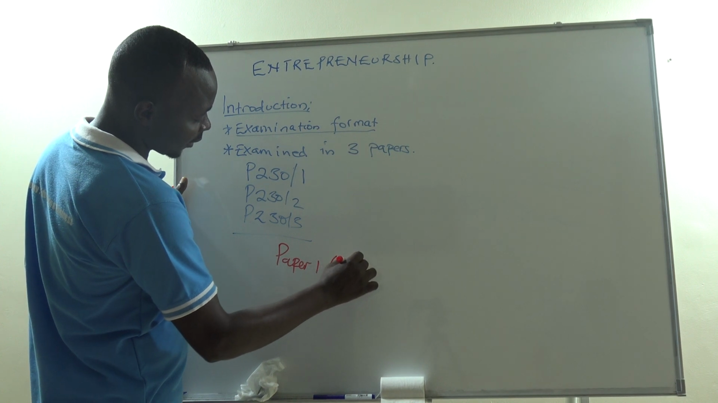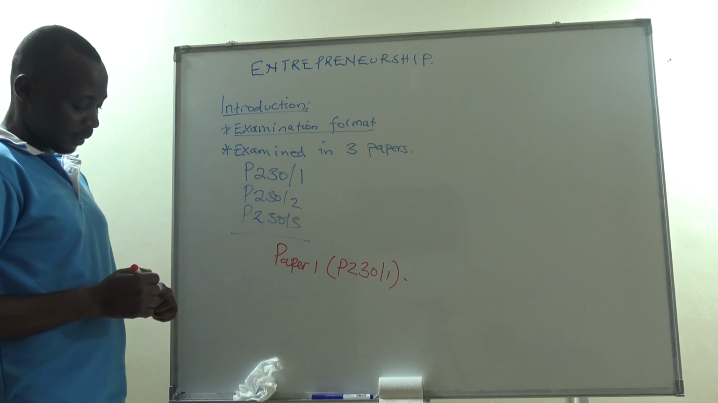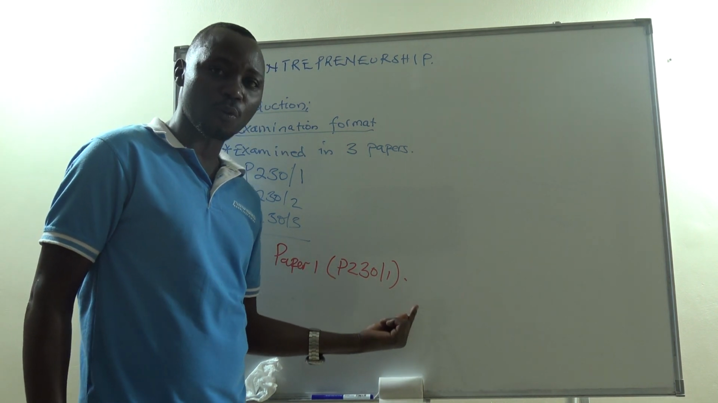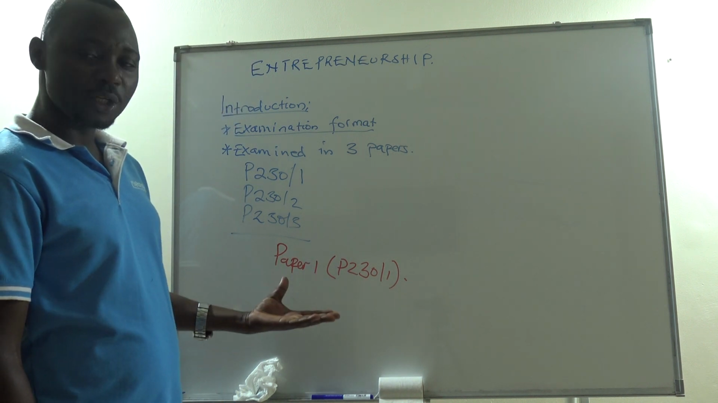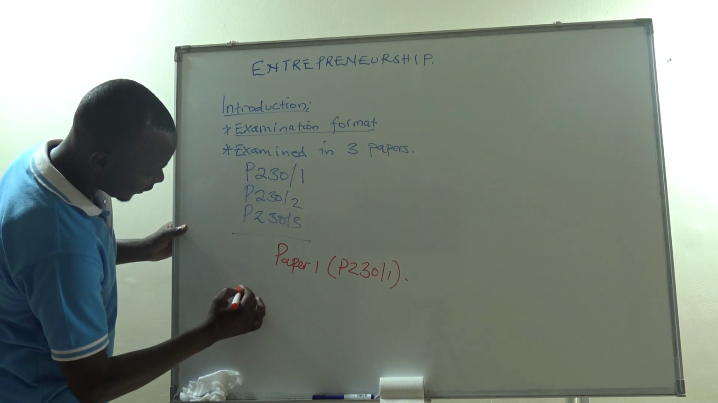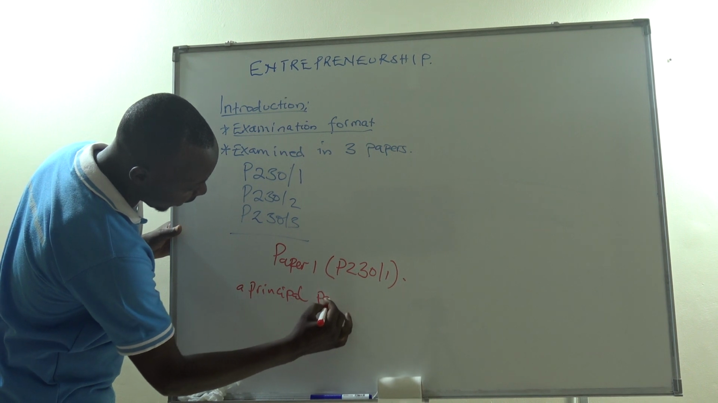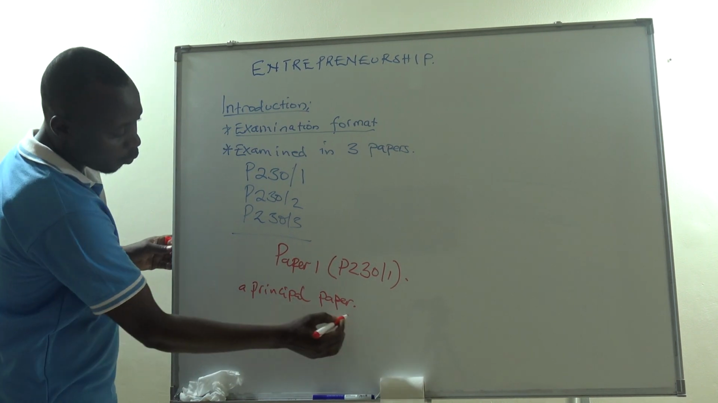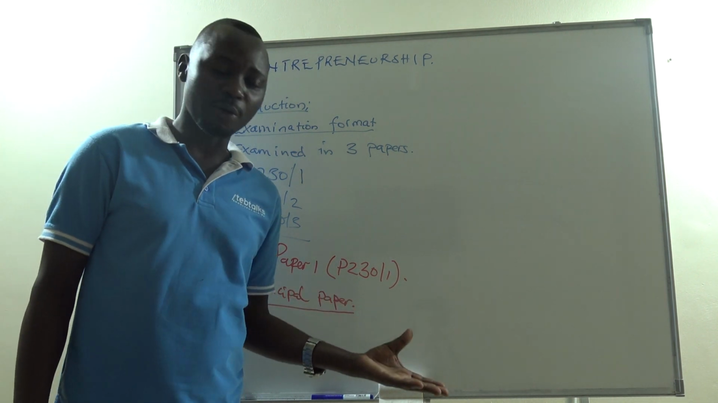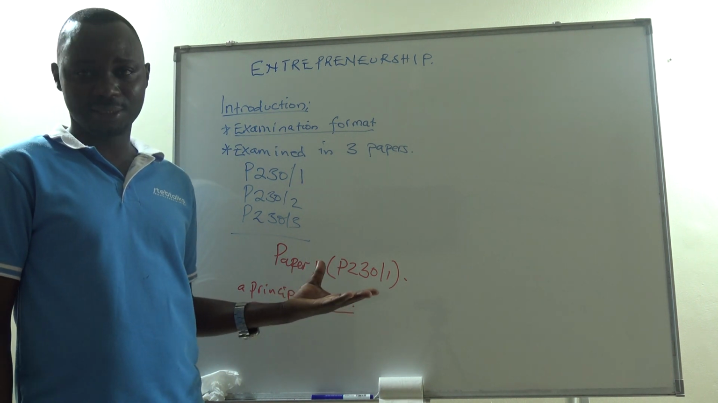Its code is P230/1. Why do we have it as P230/1? The reason is that this is a principal paper. Why do we call it a principal paper? We call it a principal because a learner is required to pass it.